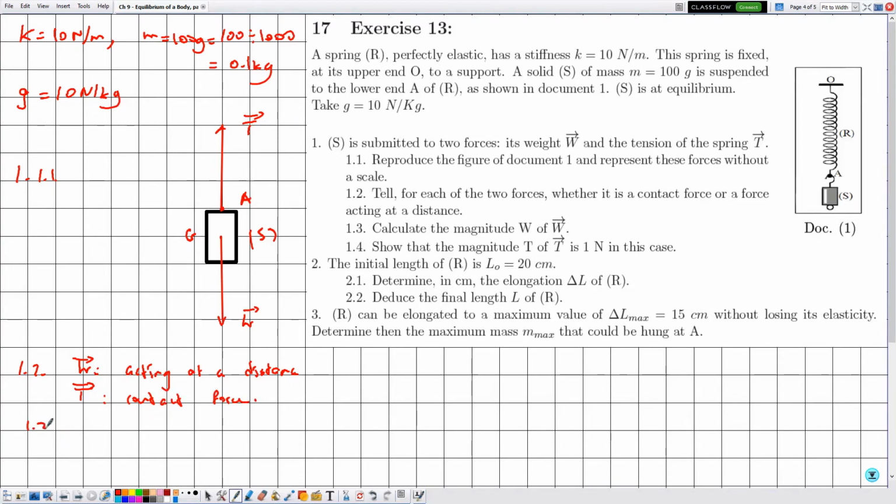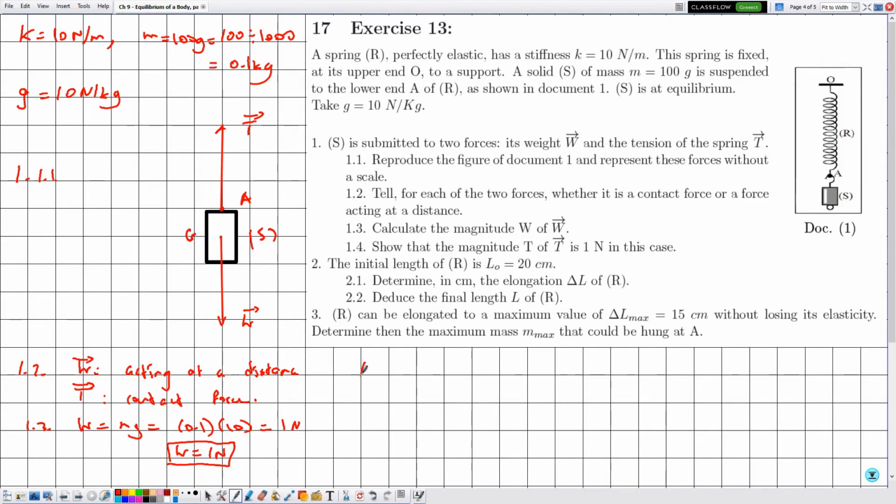Now in 1.3, we need to calculate the magnitude W of the weight, which is the mass m multiplied by g, then 0.1 multiplied by 10, this is equal to 1. Everything is expressed in the SI, so the value of the weight will be in the SI, which is in newtons, so W is equal to 1 newton.